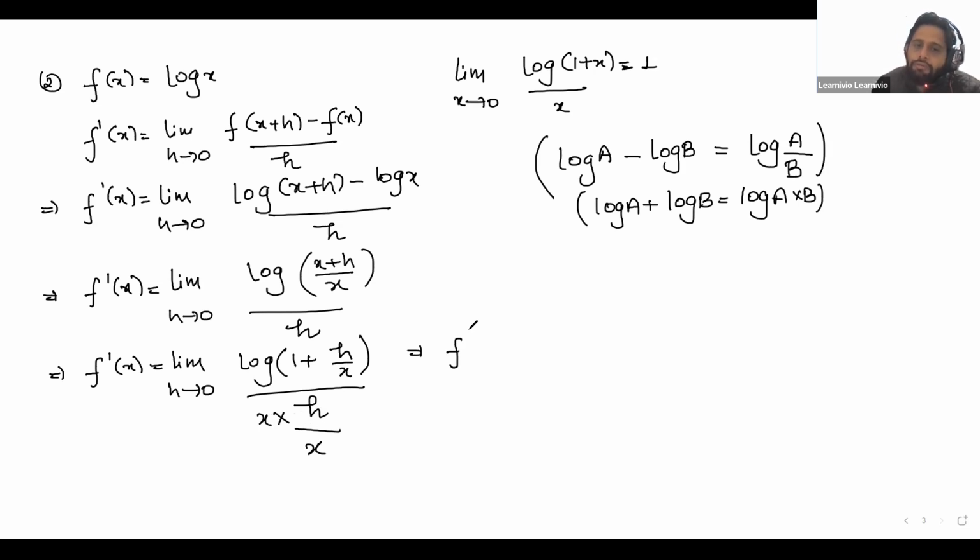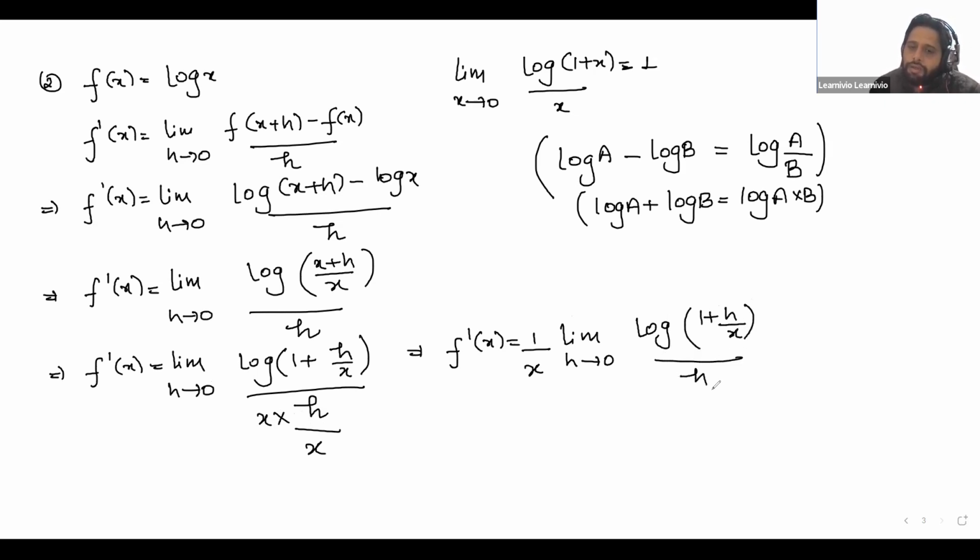Now here the limit is for h only. The limit is h tends to 0. That's why we can move this x from here. We can write it outside the limit because the limit is for h only. So we get limit h tends to 0, log(1 plus h by x) by h by x, and the derivative of log x is equal to 1 by x.